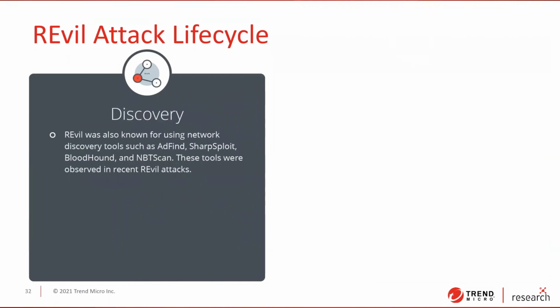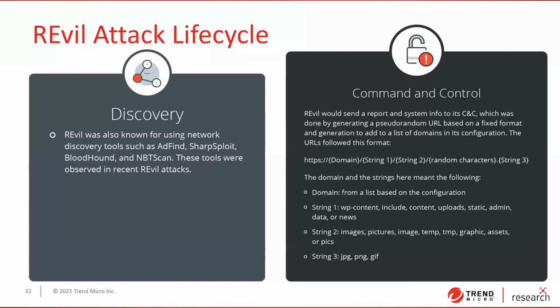Discovery. So this is discovering, as they do the network scan, they want to discover the environment. Again, this group used AdFind, SharpSploit, BloodHound, NBTscan. All these tools were being used by them. Command and control was being set up. I didn't have that on the last one, LockBit, but they definitely handled command and control infrastructure to deal with it. But you can see here some of the details of it. And again, you'll get these slides so you can take a look.